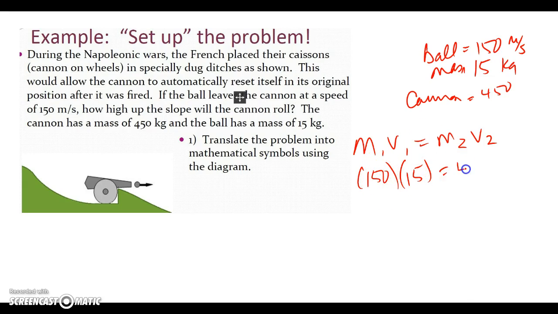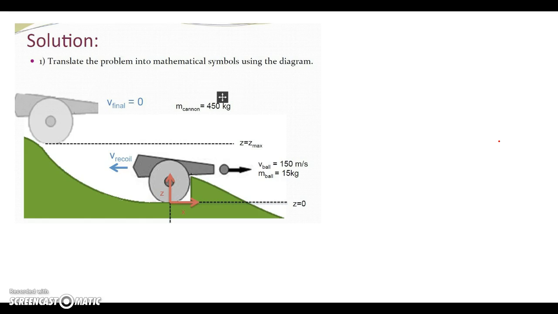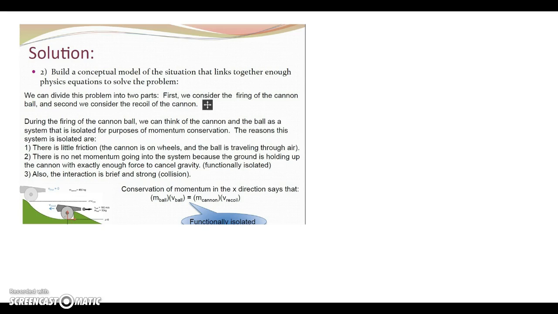That had better equal mass 2 times the recoil, which is what we're going to look at next. Now they're in different directions, but the momentum will be conserved. One direction will equal the other. So we'll know a velocity that will get this thing up the hill. First we consider the firing of the cannonball, and second we consider the recoil of the cannon. So there we're going to talk about conservation of momentum. Once we have that, we can figure out the next step.